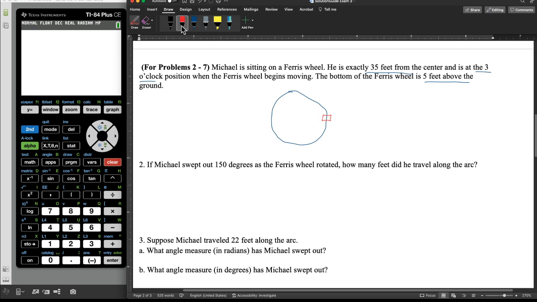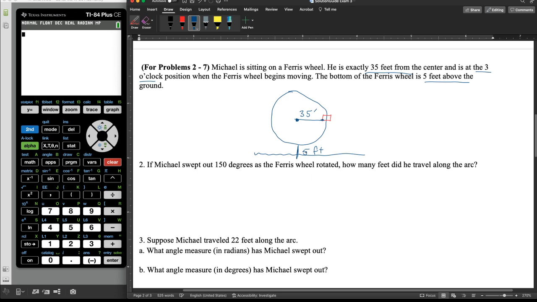When it starts moving, okay, so we've got a radius here of 35 feet. And the bottom of the Ferris wheel, so not to the center, because the center would go 35 plus another 5 if you wanted to. But the bottom, here's the ground here. This here is 5 feet.